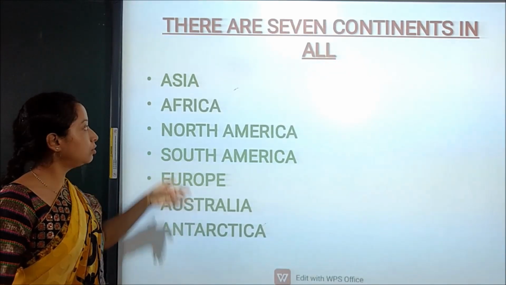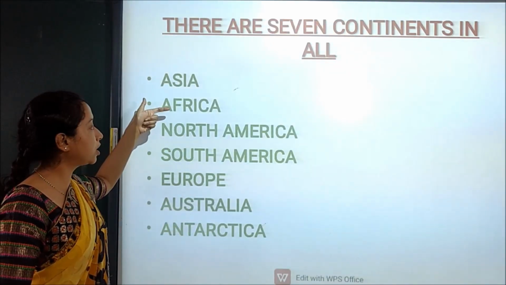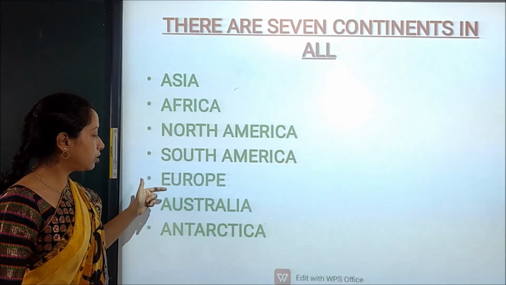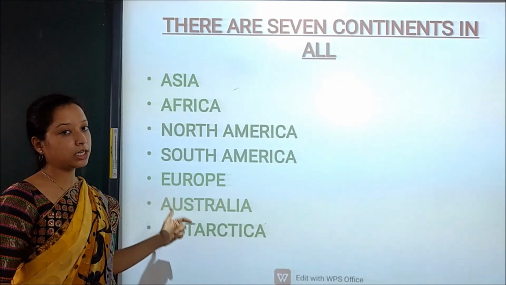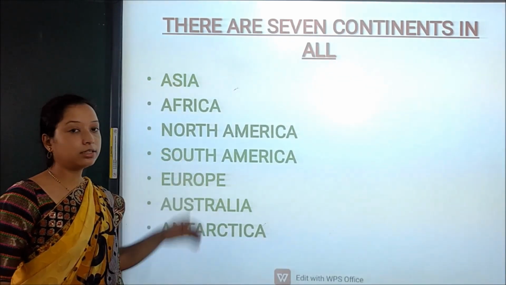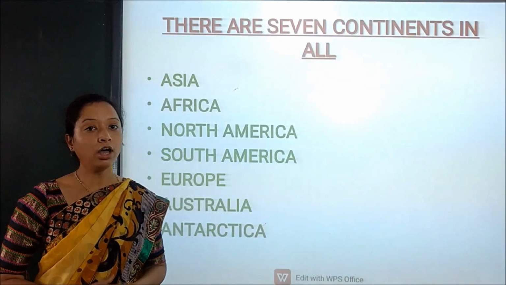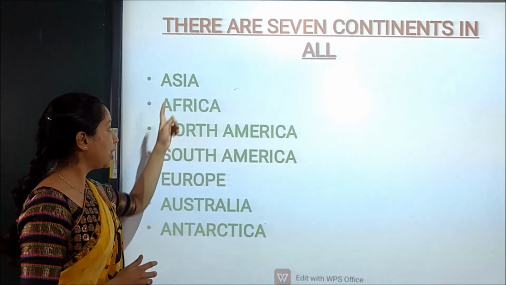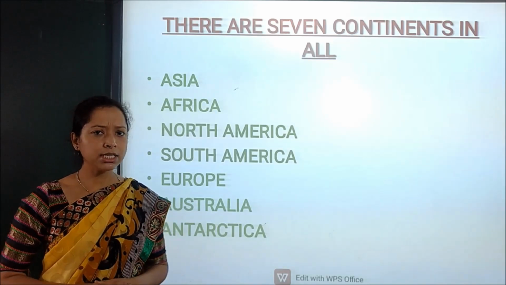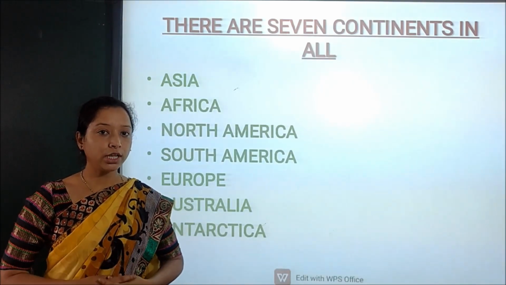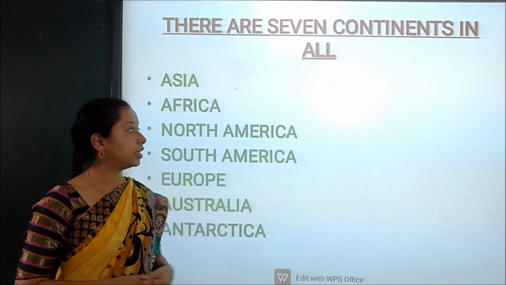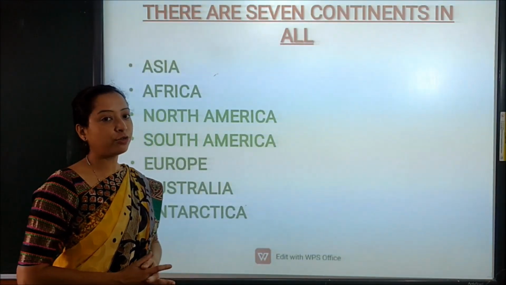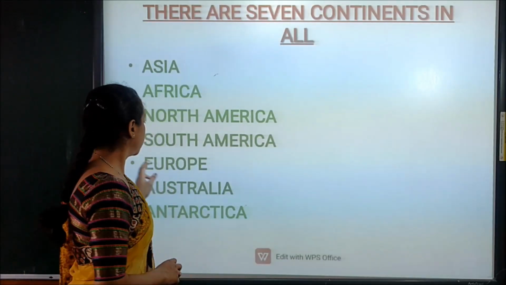Again, just read it out. Asia, Africa, North America, South America, Europe, Australia and Antarctica. These are the 7 continents in the world. And which is our continent? Our continent is Asia. Our country, India, in which we live, comes in Asia.